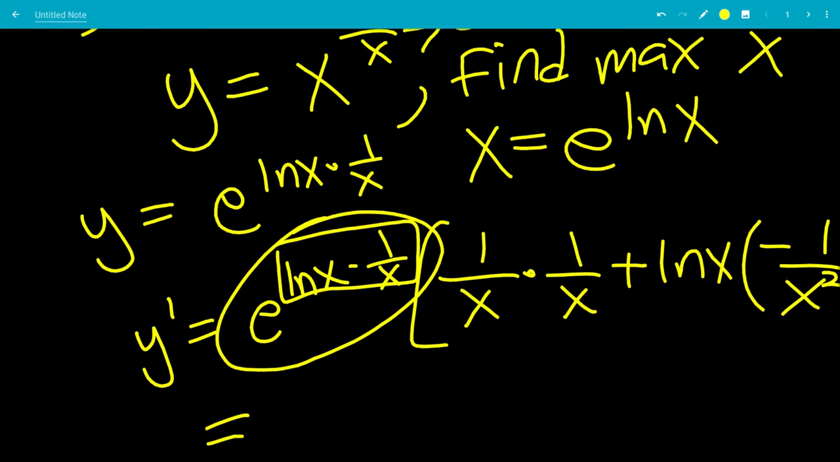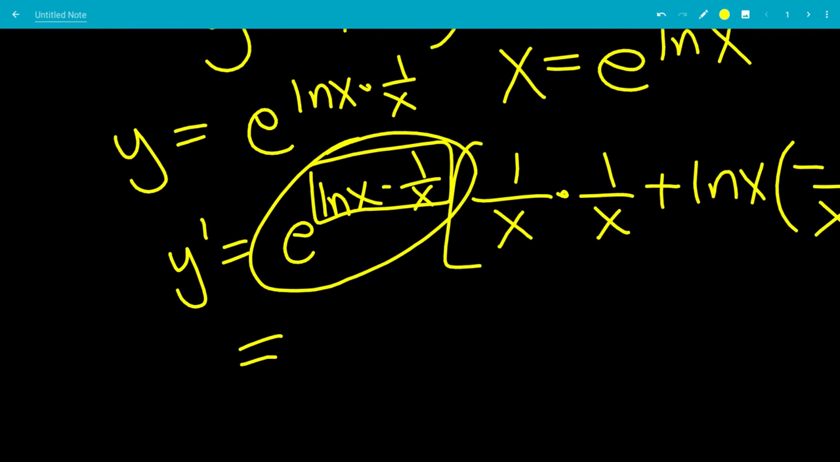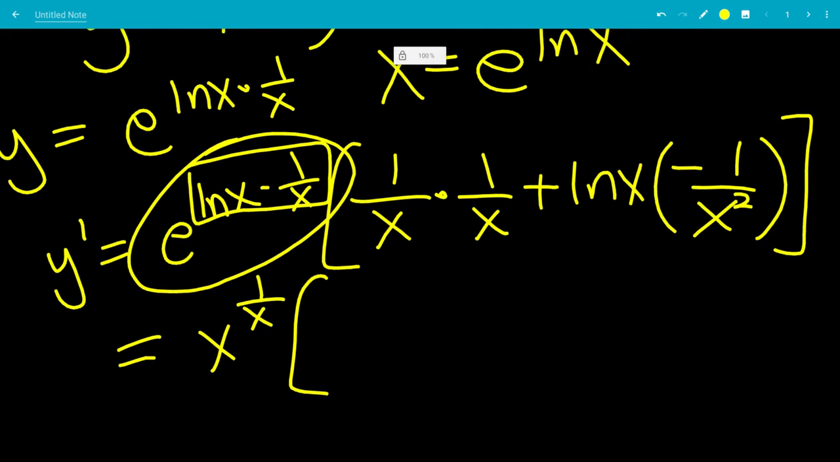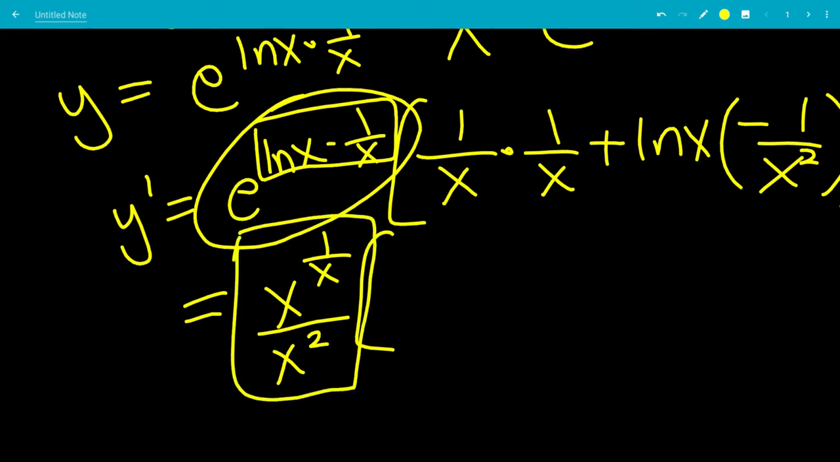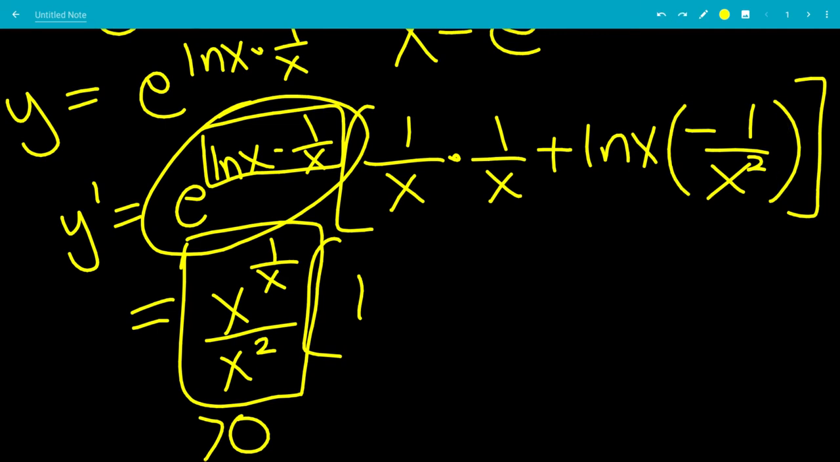This is just x to the 1 over x rewritten, or y. So x to the 1 over x multiplied by, we can actually factor out a 1 over x squared, because 1 over x times 1 over x is 1 over x squared. And let's not worry about this part, because this expression is always greater than 0. So when we factor out 1 over x squared, we're going to be left with 1. Then we have this minus sign, and then we have ln of x.